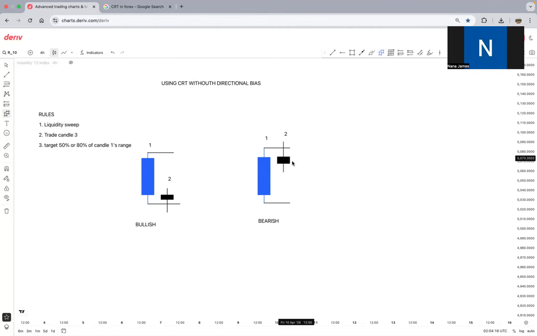So as soon as the third candle opens, once it starts to trade up, that is a good sign for you.